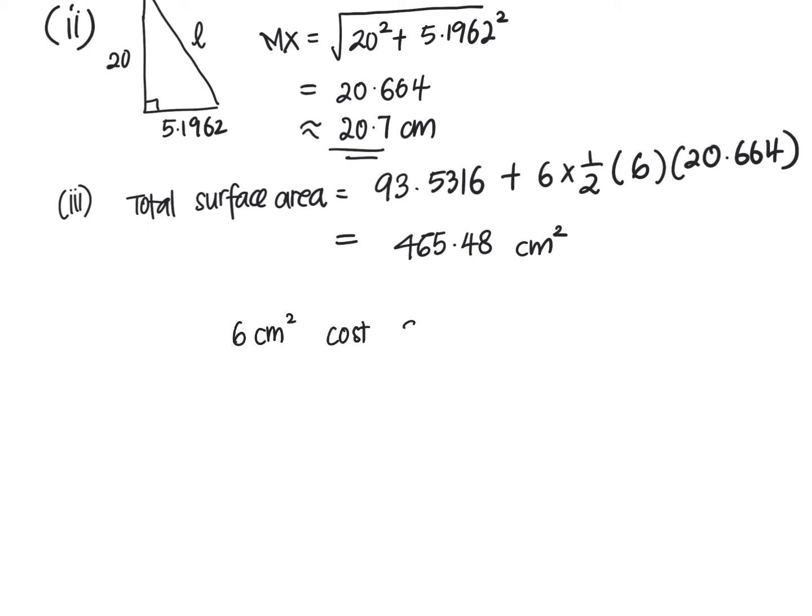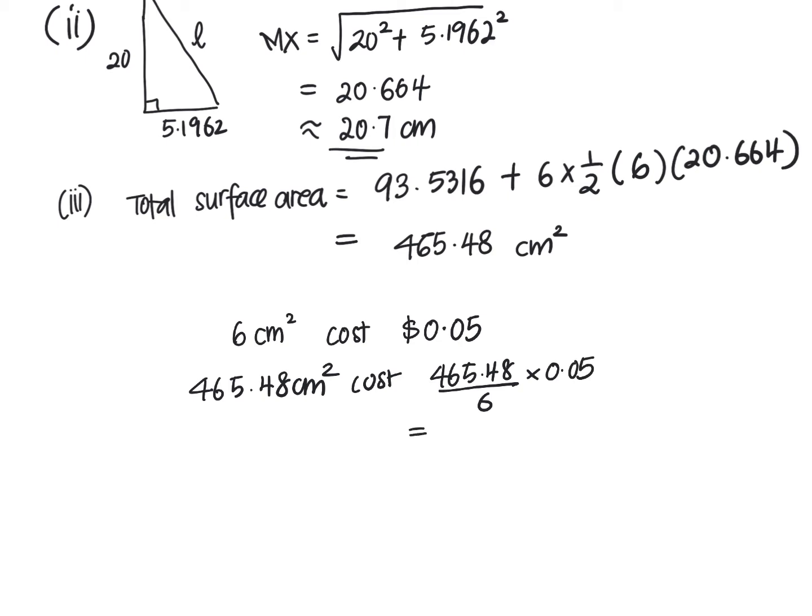I'm going to change the cents to dollars. So 0.05 dollars, which is 5 cents. Then I have 465.48 cm square. We're going to calculate the cost. So I take this, divide by 6, times 0.05, which gives me, in money, $3.88, money is 2 DP. So this one will be the answer for our question. Have you gotten the concept?